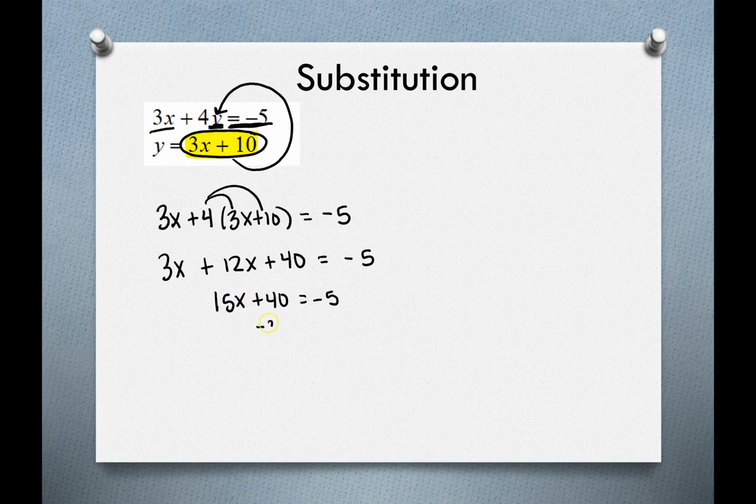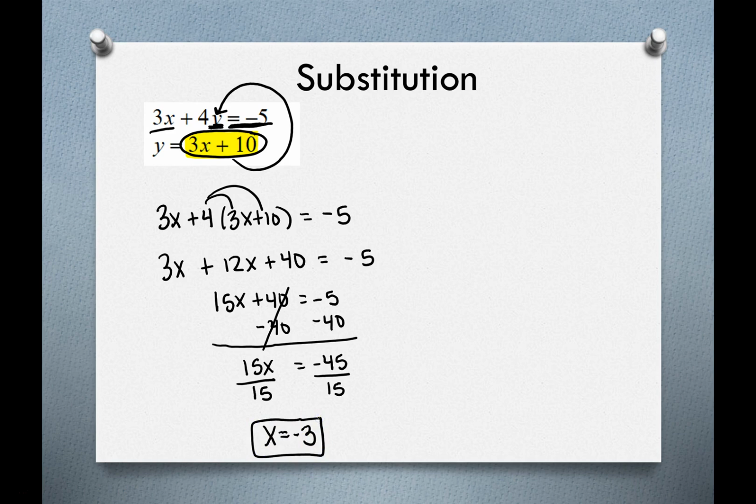I'm going to go ahead and subtract 40 from both sides. I get 15x equals -45. Divide by 15, and I get x equals -3.